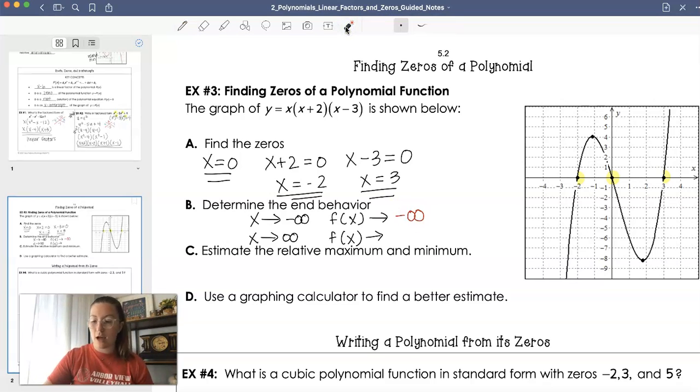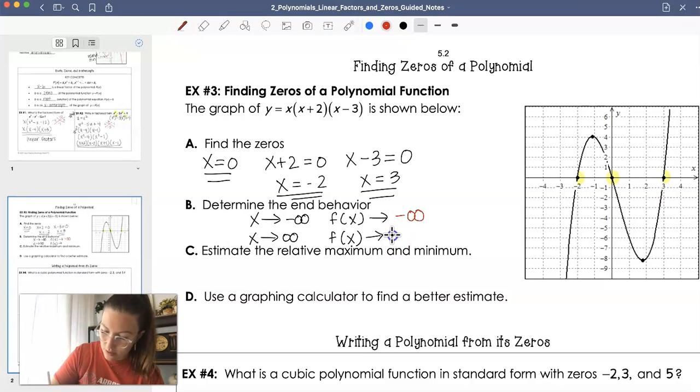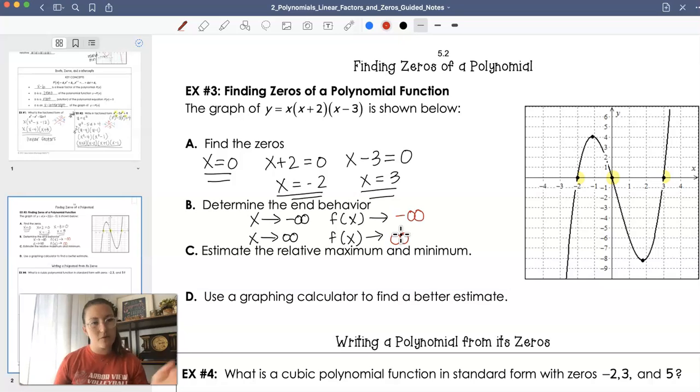Okay, now we're going to talk about what happens as x approaches positive infinity. As x moves this direction, where is my y going? My y is going up towards positive infinity. Again, the first two will always be the same: as x goes towards negative infinity, and as x goes towards positive infinity. The ones that I did in red are what will change every time, depending on the end behavior.